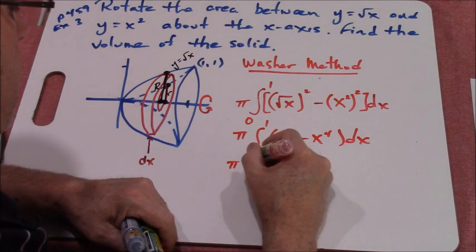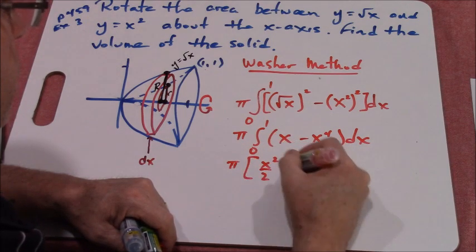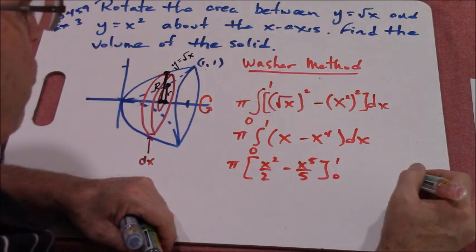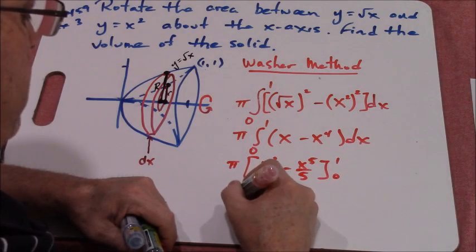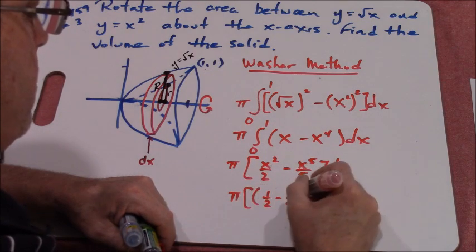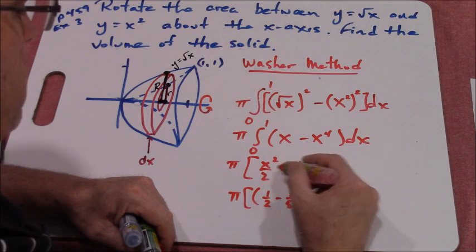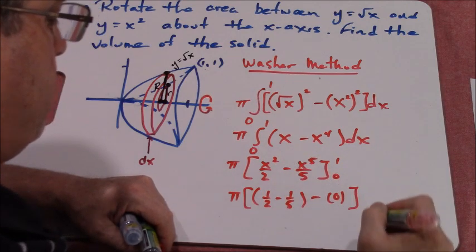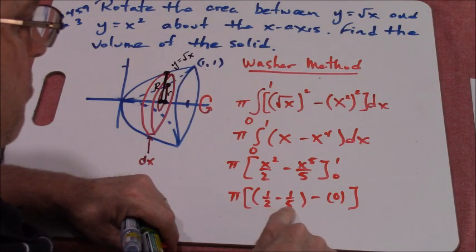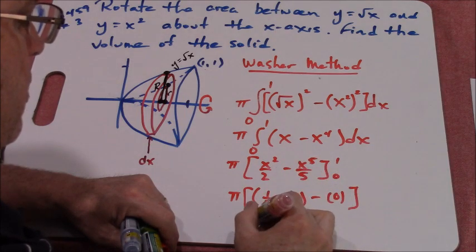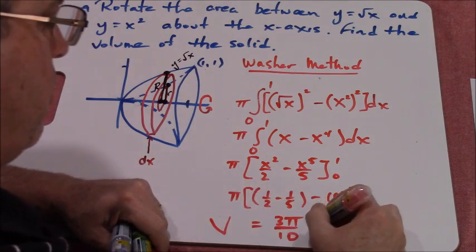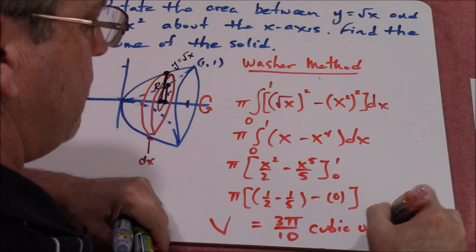So we got pi times x squared over 2 minus x to the fifth over 5. We're going to evaluate that from 0 to 1. So if I plug a 1 in first, I get pi times 1/2 minus 1/5, minus what I get when I plug in a 0. That would just be 0. And so if I convert that to tenths, that would be 5/10 minus 2/10. That would be 3/10. So my final answer is 3 pi over 10 cubic units.